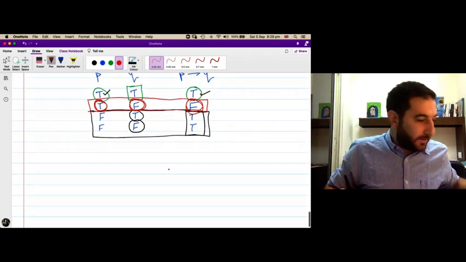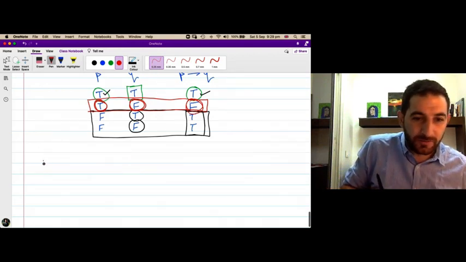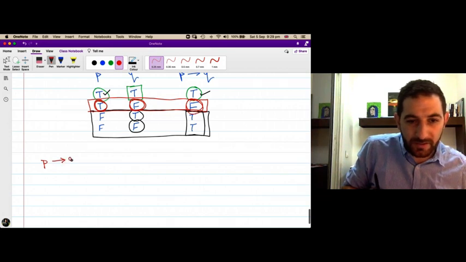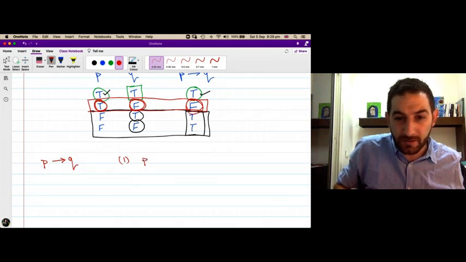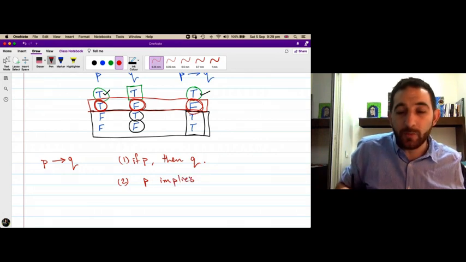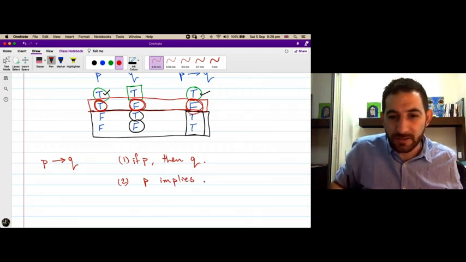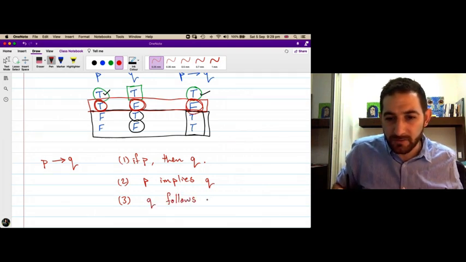Now let me say how do we read P implies Q. So P arrow Q can be read in several ways. The first way is if P then Q. The second way is P implies Q. So there are many ways to read P arrow Q, or the conditional statement. And third, you can say Q, the conclusion, follows from the hypothesis P.